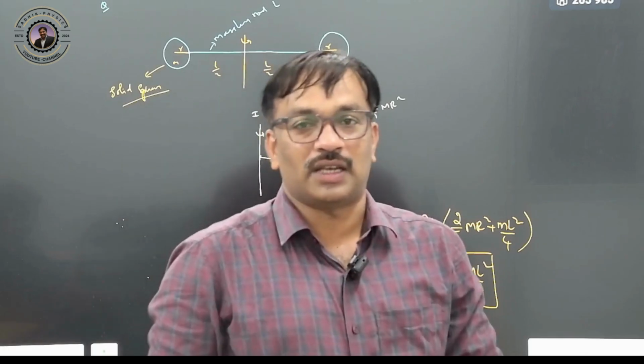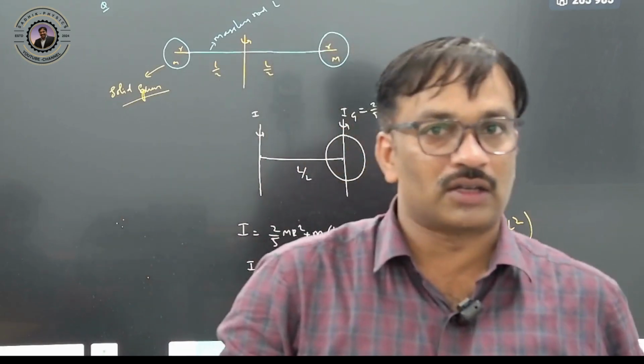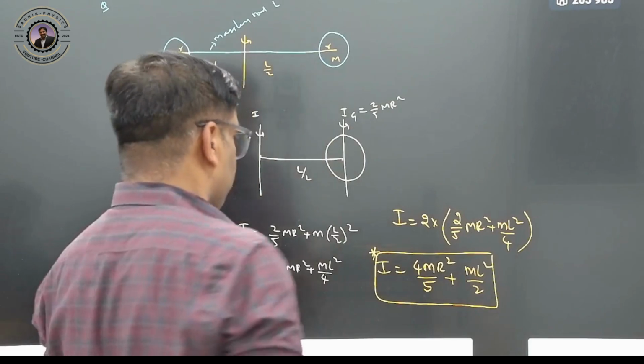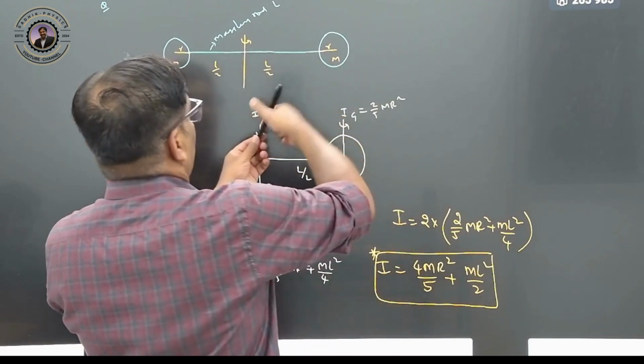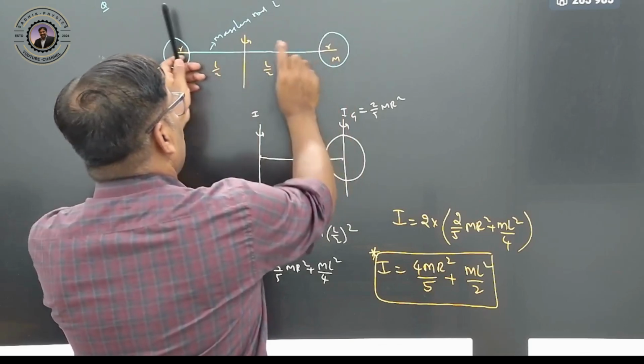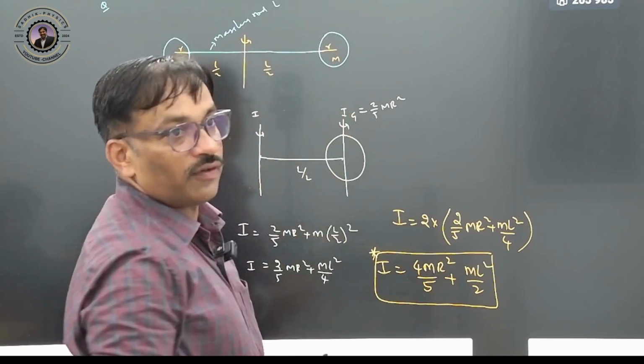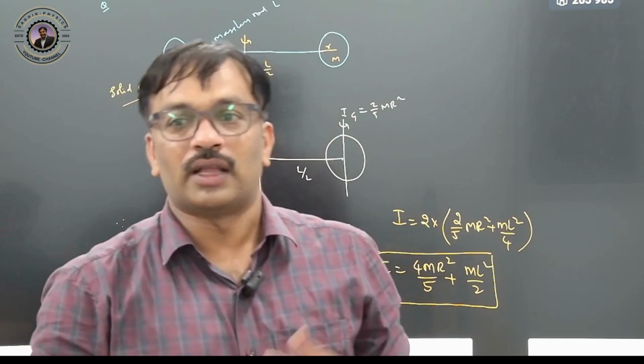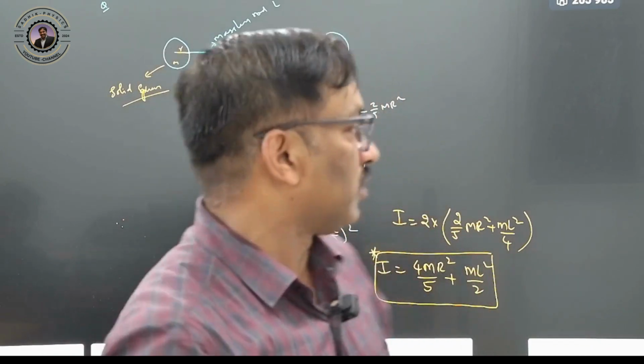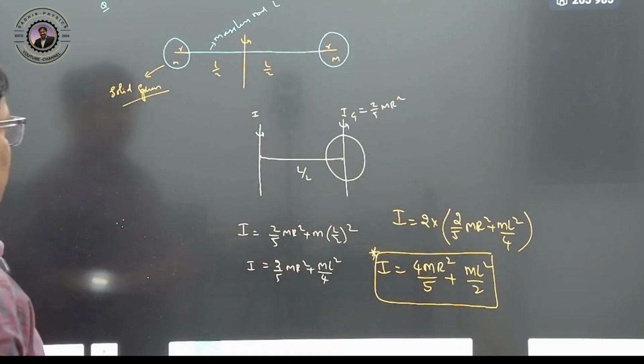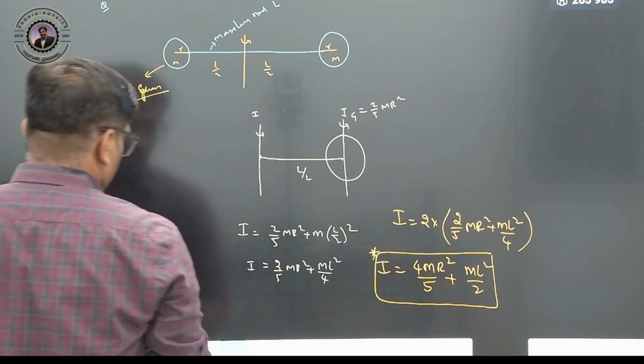Suppose you are considering the mass of the rod also, then not only the spheres are rotating, you need to rotate this rod also. That is m L square by 12, which you also have to consider. Clear? So like this you need to find the problems.